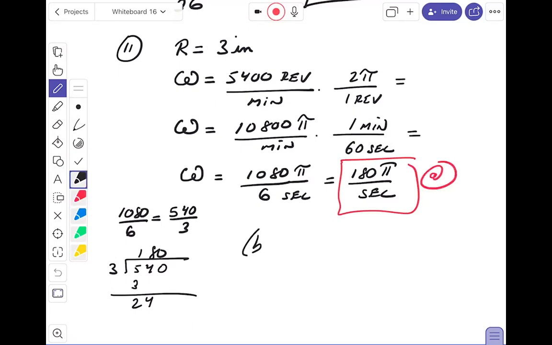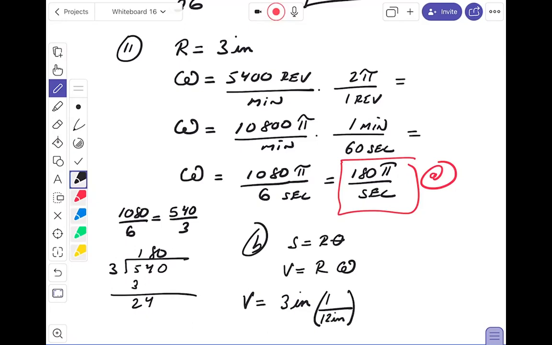B says this. Find the linear speed of the saw in feet per second. Oh, this is going to be interesting. So let me write that down for you. And S equals r theta. If you divide by t, you get v equals r omega. All right. Now here comes my problem over here. They want to know what v is. What's r? It's 3 inches. But they want me to convert this to feet. Well, there's 12 inches in every 1 foot. And what's the angular speed? Well, it's 180 pi per second.